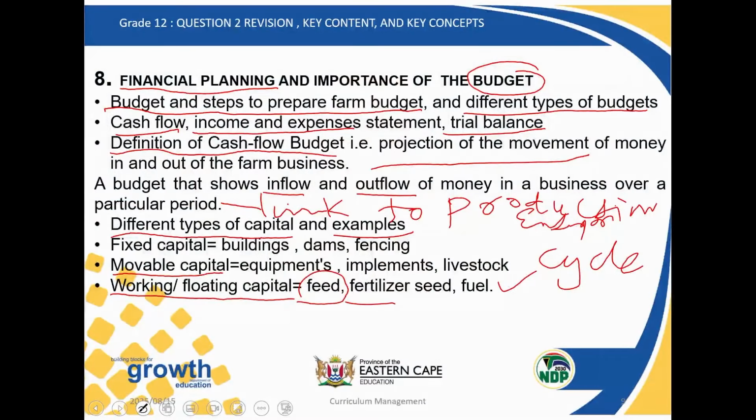So you must know that all of these involve some kind of a budget. They involve some kind of planning. So it's very important that in as much as you plan for land use, how you want to use your land, you need to make sure that you link that to the budget. So for exam purposes, know how to define what a budget is, know how to define a cash flow budget, understand what projection and movement of the money is all about, income and expenses, as well as the trial balance.